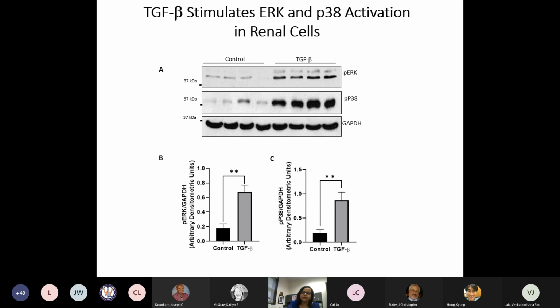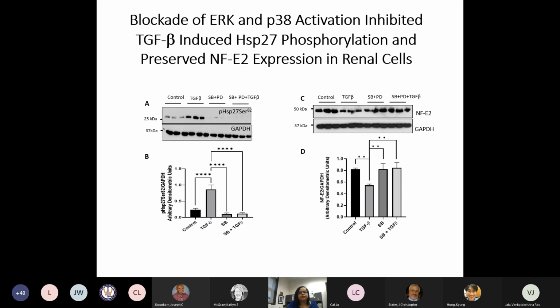Therefore, since both P38 and ERK were activated, we treated the cells with P38 inhibitor and MEK-ERK inhibitor, followed by stimulation with TGF-beta. Blockade of both ERK and P38 pathways resulted in loss of TGF-beta induced HSP27 phosphorylation, and it completely preserved NFE2 expression, suggesting both pathways contribute to NFE2 degradation.